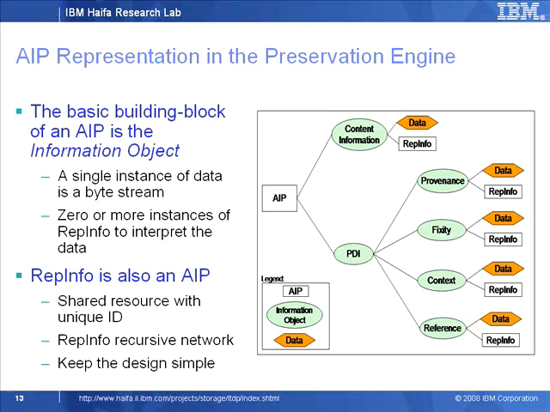For example, the provenance contains the provenance data that lists the events in the life of the data. Its rep info may describe the specific structure in which the provenance data is kept. In PDS, rep info is also an AIP, since rep info is a shared resource in the system that requires a unique ID. It has its own rep info, thus forming the rep info recursive network.